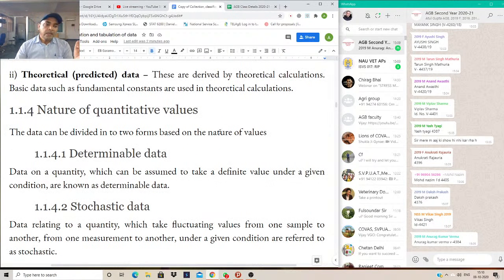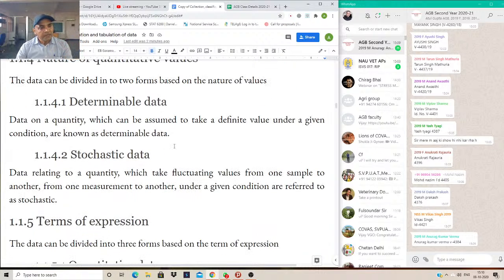Now, the data also depends upon the nature of the quantitative values. That is, what is the nature of that quantitative value? So data can be determinable data. That is, data on a quantity which can be assumed to take a definite value. That is, it takes only a definite value.